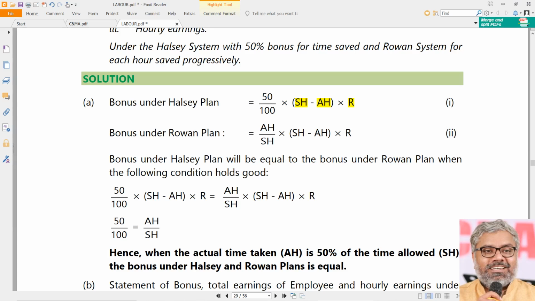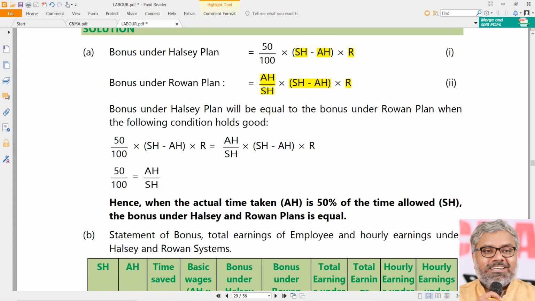But Rowan plan talks about this. It is again time taken divided by time allowed, multiplied with time saved, multiplied with rate per hour. That is Rowan plan's formula. This we already know. The only point is we just need to equate them. So if you equate them, what will happen?